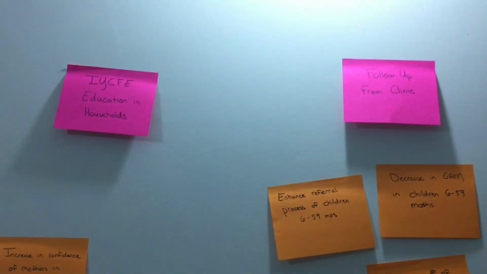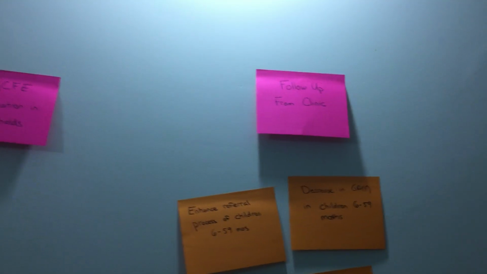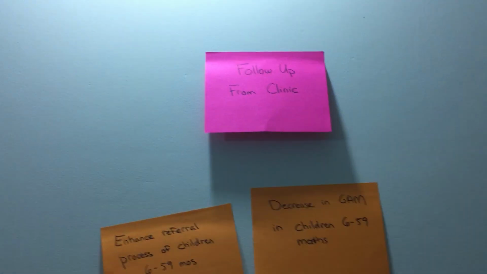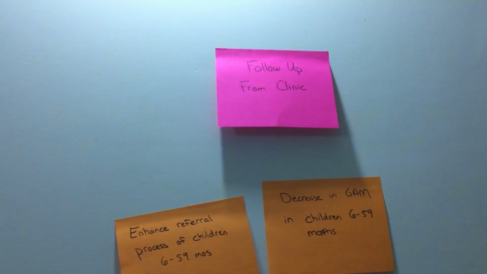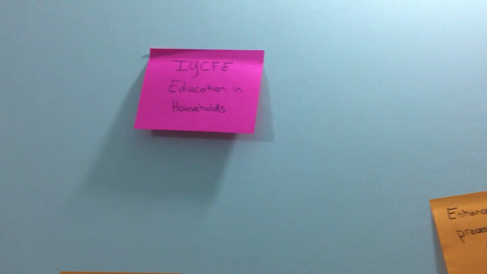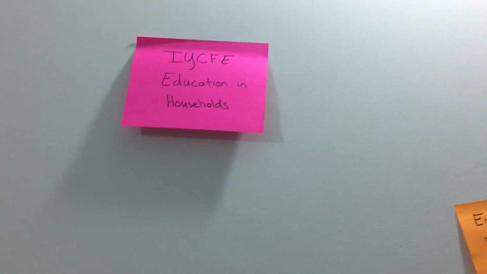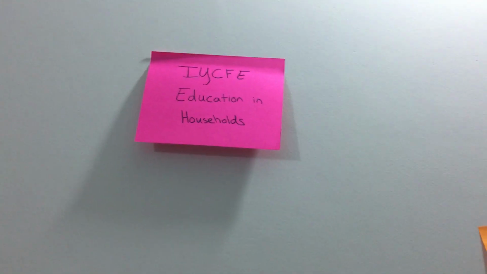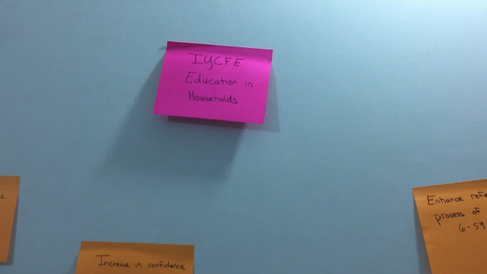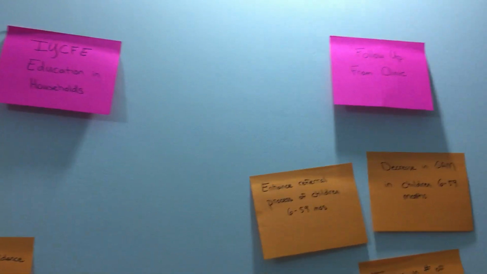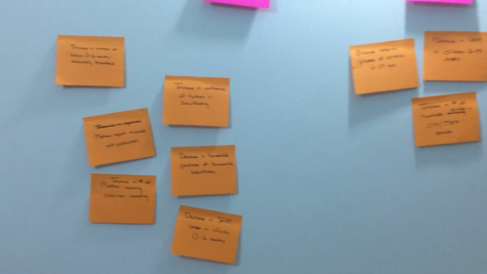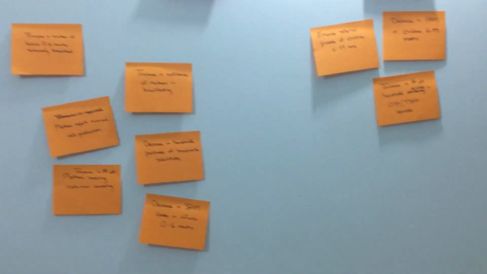So the two main activities that I'm focusing on is doing follow-up from the clinic, which is when we refer children for malnourishment. We need to follow up and make sure that they receive their services. And then also doing infant and young child feeding in emergencies, education in the households, which is done by community health workers. So I just put those two at the top, and then I started just listing outcomes that I could think of, just anything that came to mind.